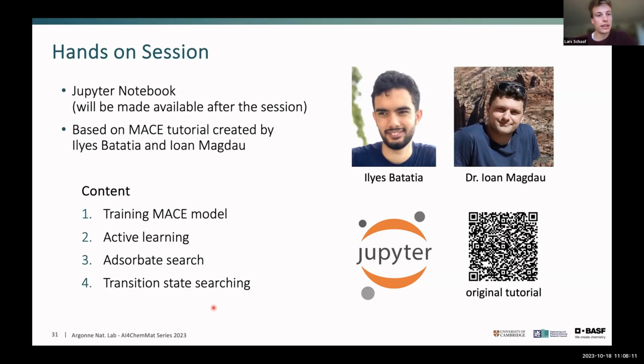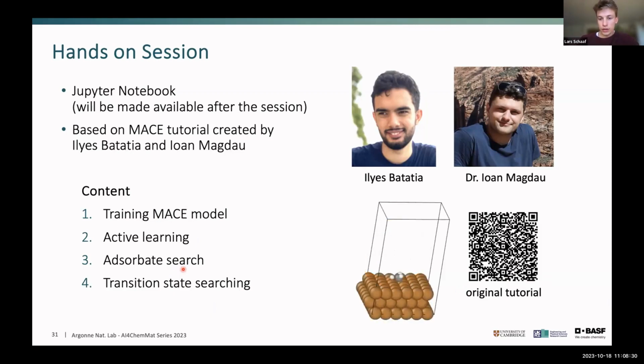In the hands-on session, I would be showing you how to train a MACE model, how to perform some active learning, do some adsorption state search, and also calculate barrier heights using NEBs, a two-sided transition state search algorithm. And the thing we're going to be looking at is a hydrogen bond breaking from CH3 on top of a copper surface. So something very standard that everyone should be able to relate to.